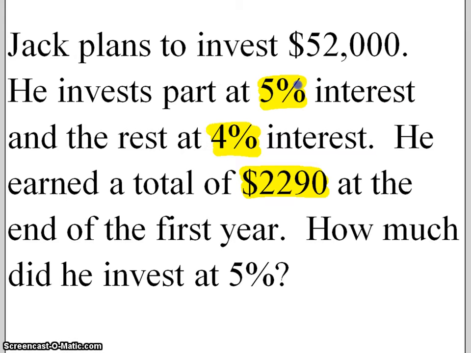So now it says how much did he invest at 5%? So that gives us a good idea of what x is going to be. Usually with a word problem, you always want to start identifying what the variable will stand for. Let x equal the amount, that's principal, the amount invested at 5%.